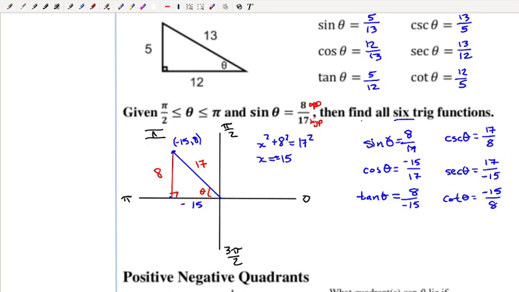Again, all 6 means you do need to rewrite the original one, even though they give that to you right off the bat. I need to have all 6 written together. There's my answer.